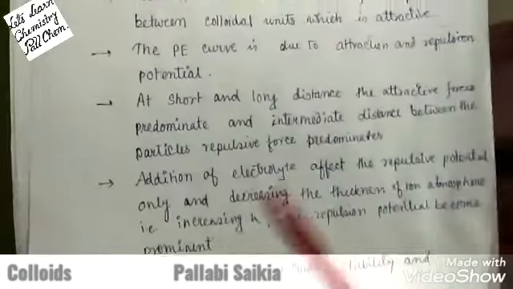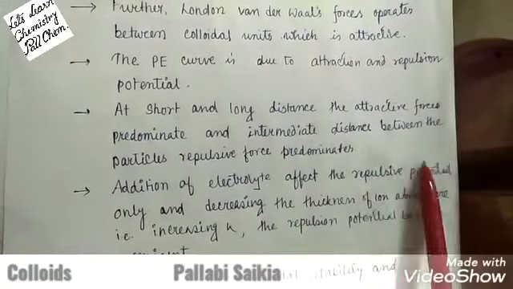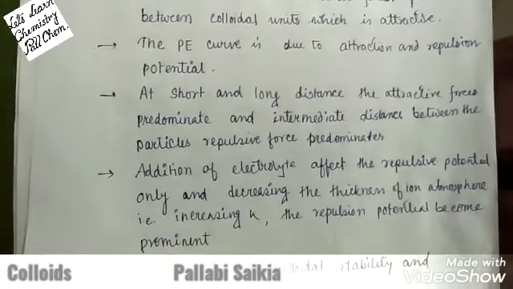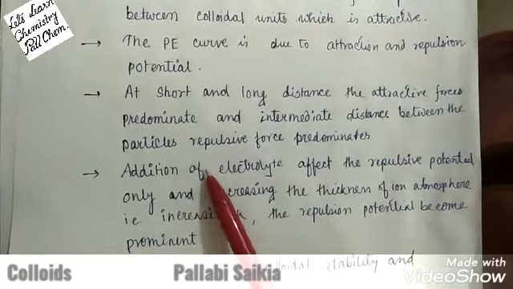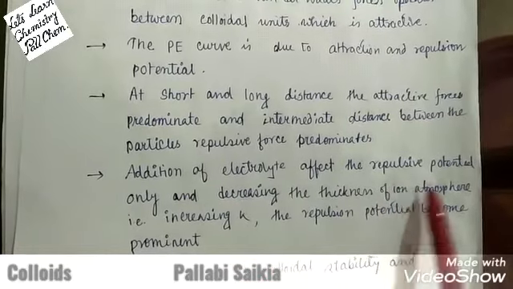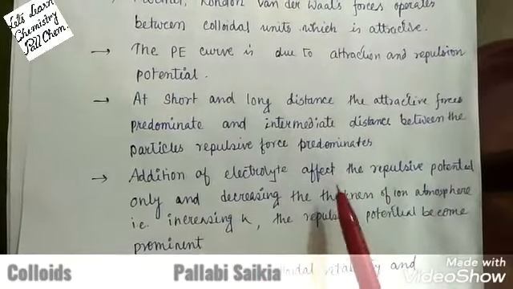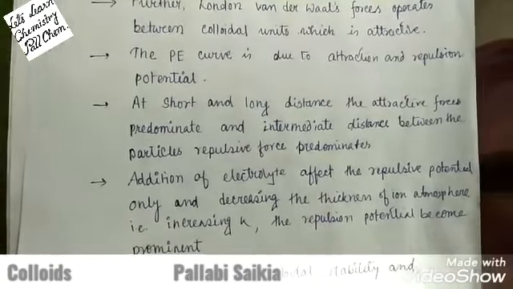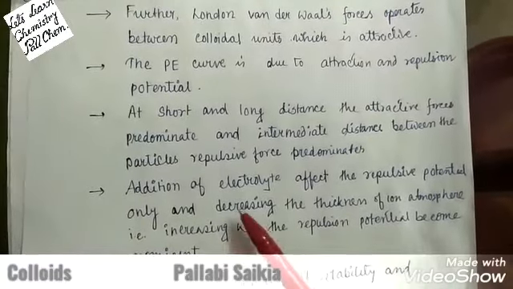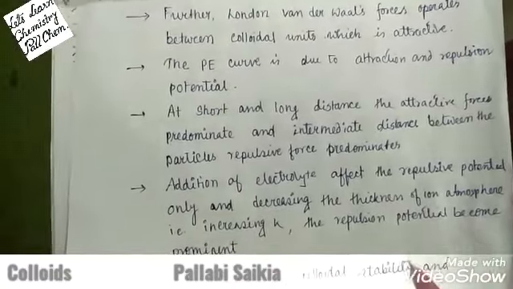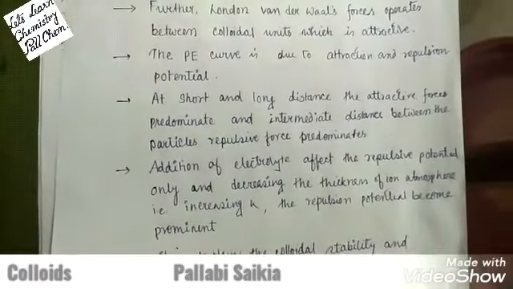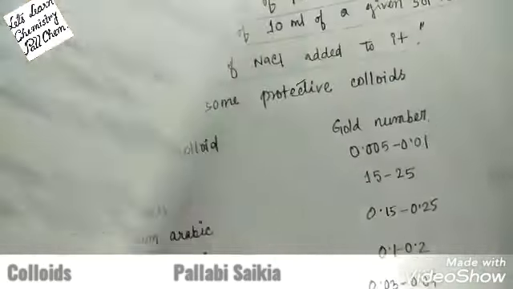Now addition of electrolyte affects the repulsive potential only, and hence decreases the thickness of the ion atmosphere. When the ion atmosphere thickness is less, then the repulsion potential becomes prominent, and this explains colloidal stability and coagulation. This is the DLVO theory.